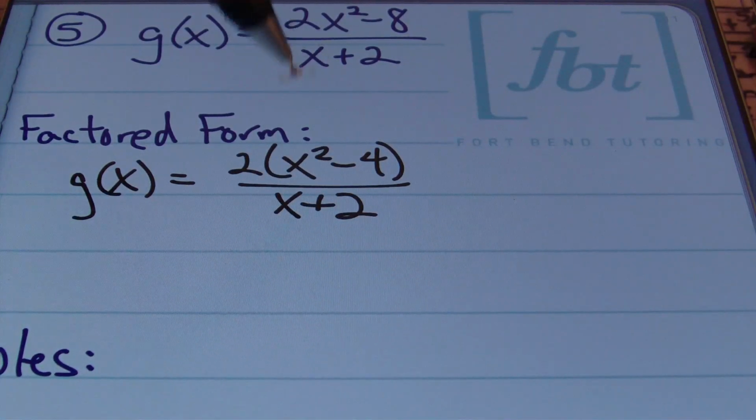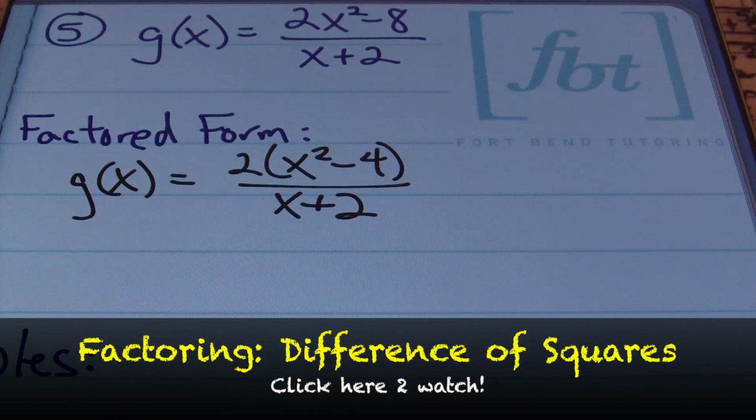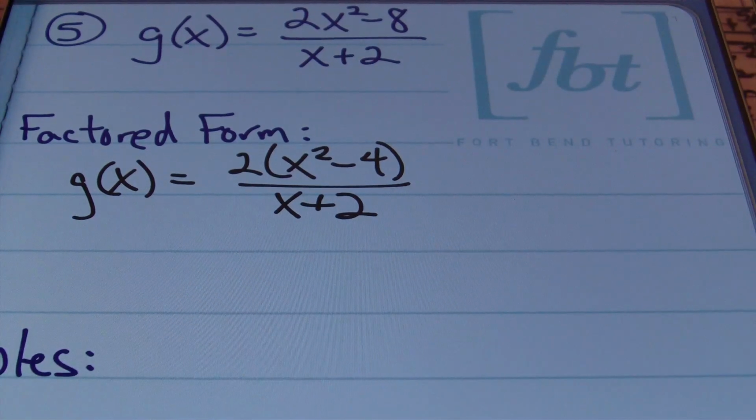No, we're not done at all, because inside the parentheses, that's the difference of two squares. If you need any help factoring a difference of two squares, check out this link right here about factoring difference of two squares. Okay, there it is.